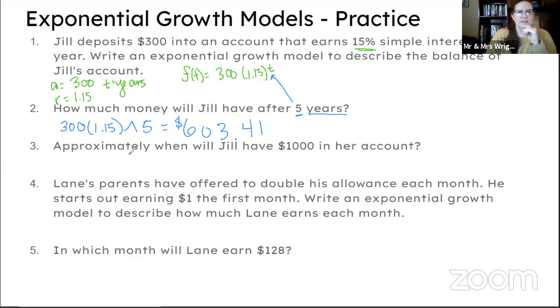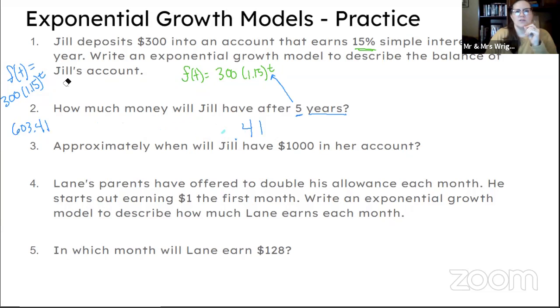Okay, $1,000 in her account. Let's write this over here, 603.41. And then it was f(t) is 300 times 1.15 to the power of t, because I'm going to have to get out of this and use my calculator for you to be able to see it. All right.